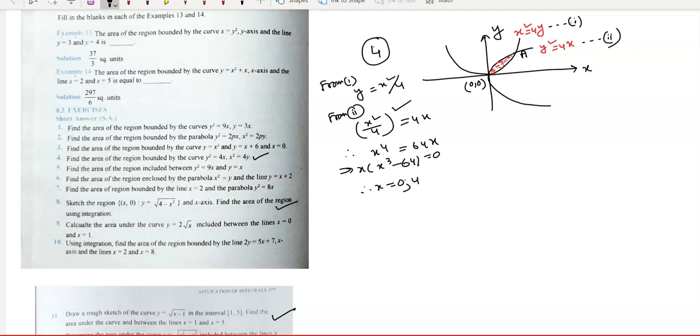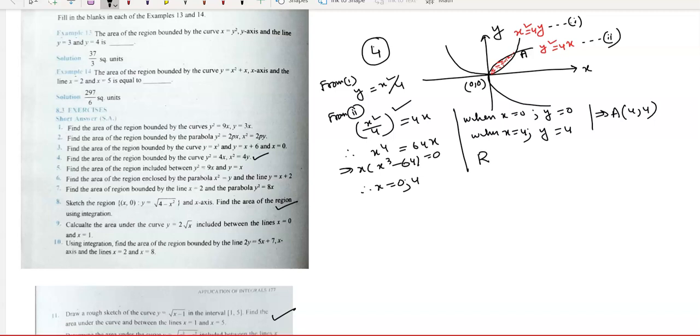1, 1, who told? I don't know, there is no logic. Why are you telling that it is 1, 1? How can it be? So the points of intersection we can get this way. When x equal to 0, y equal to 0. When x equal to 4, y equal to 4. So the point A's coordinate is going to be 4, 4. Don't guess anything, you solve it algebraically and then decide.